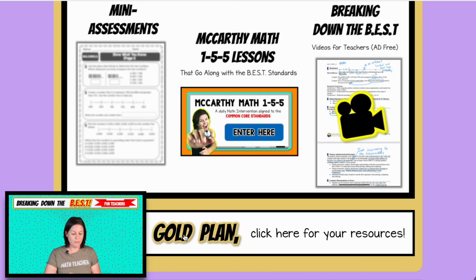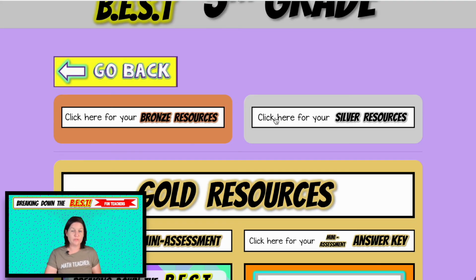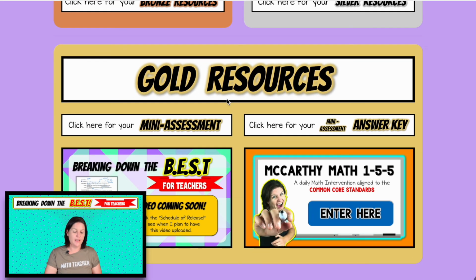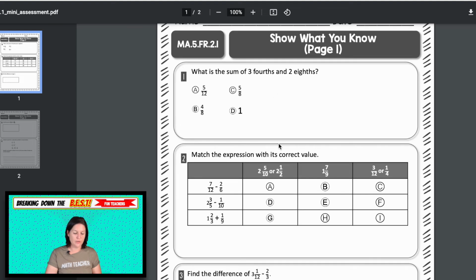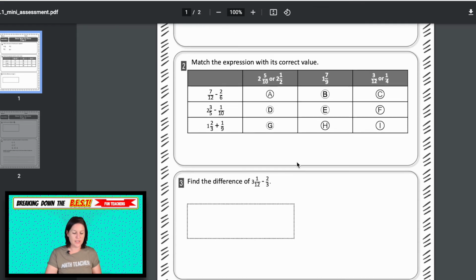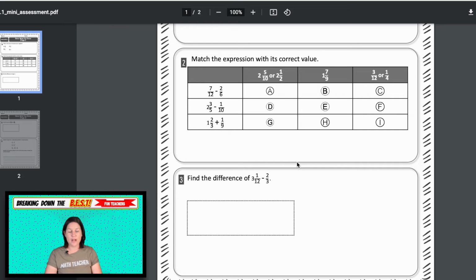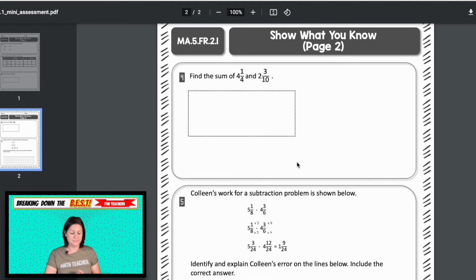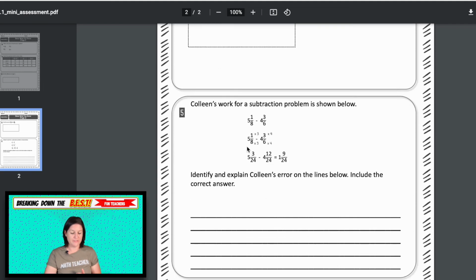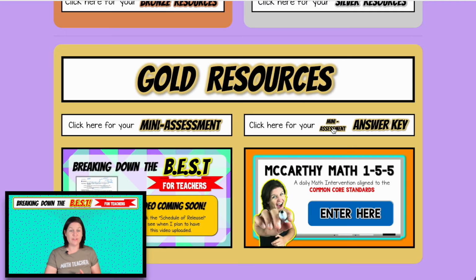And then if you have the gold plan, you have access to even more. With the gold plan, you can go back to your bronze or your silver resources at any time. You have a mini assessment with the gold plan. So here you can see we've got that numeral word form. We've got a variety of question types, all focusing on adding and subtracting a variety of fractions with unlike denominators. Here's where they'll have to analyze somebody's error that they made. So these are super fun, and you have the answer key for that right here.